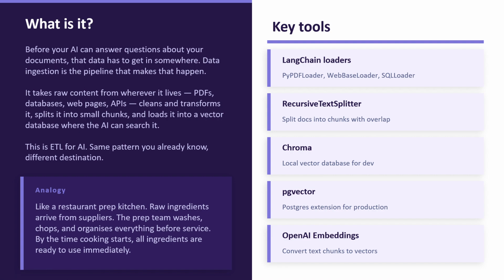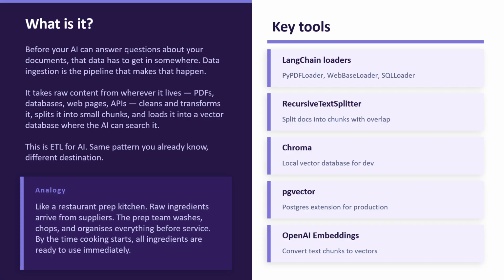It takes raw content from PDF files, databases, web pages, APIs, cleans and transforms it, splits it into small searchable pieces, and loads it into something called a vector database. We will explain what a vector database is in a moment.